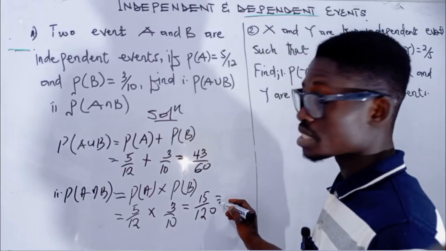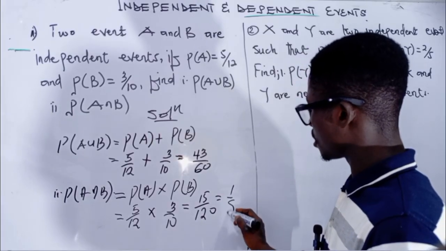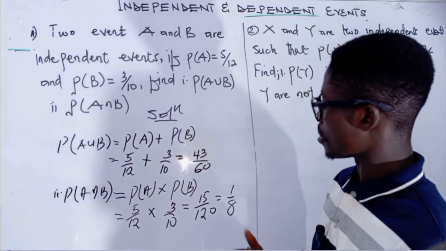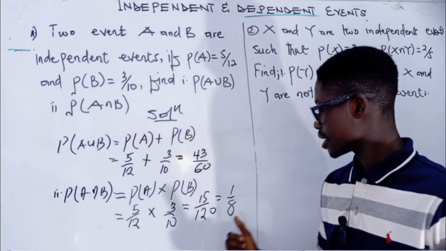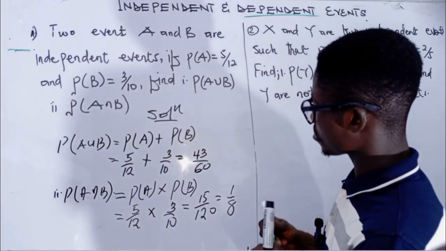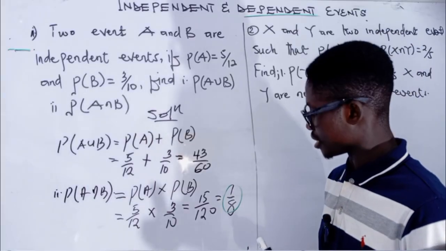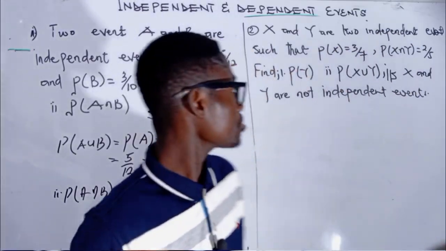15/120, and then when you simplify, you are getting 1 out of 8. So therefore, the probability of A and B occurring is 1 out of 8. Very, very easy and simple. So let's look at this one.